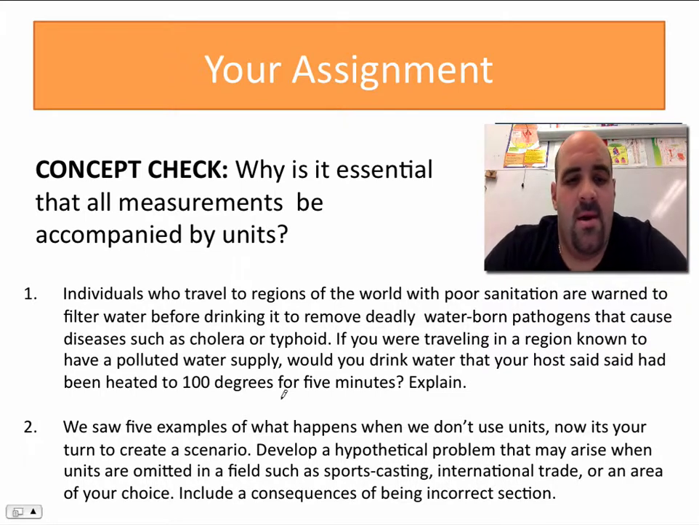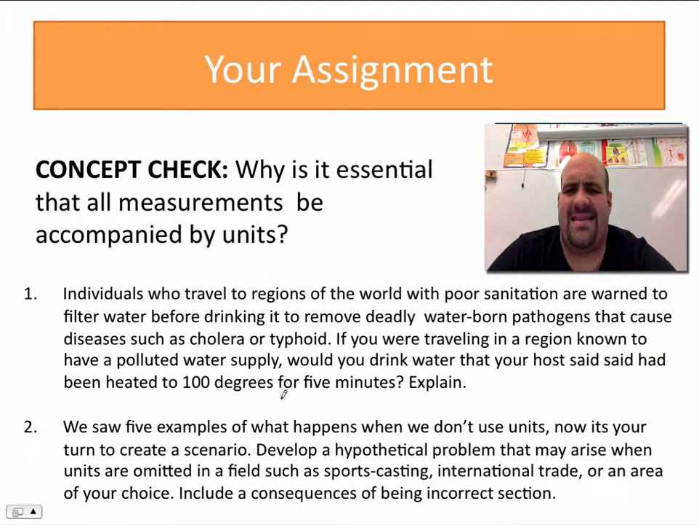I hope you do. And we saw 5 examples of what happens when we don't use units. Now it's your turn to create a scenario. Develop a hypothetical problem that may arise when units are omitted. You can do it in a field such as sportscasting, international trade, or any area of your choice. Just come up with a mock situation where a deal gone bad or something where unit conversion errors were to blame. Include a consequences of being incorrect section. So what happens when you mix up your units? Develop that scenario, and we'll probably work on this in class since you're watching this video at home.